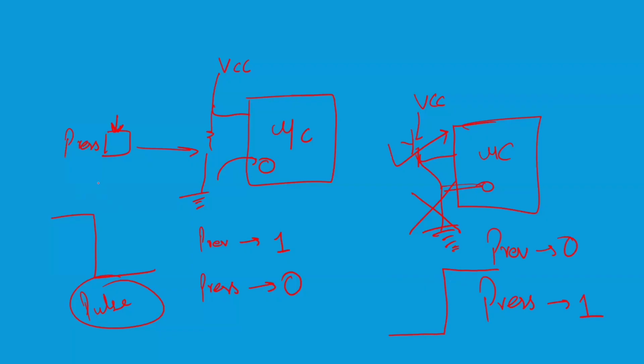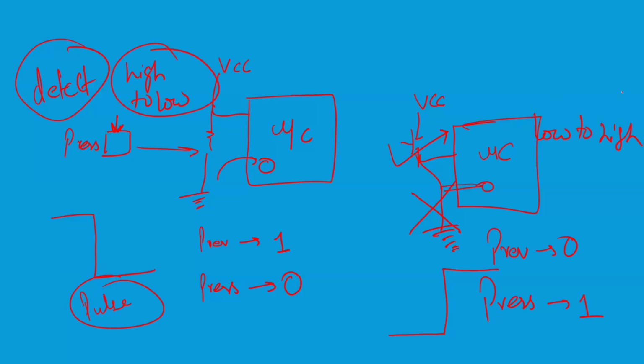Here, your microcontroller tries to understand, detect. The keyword is detect. High to low, and here low to high. That means you have to define a particular state to your microcontroller, either high or low. And the change of state from high to low or from low to high will be detected by the microcontroller.